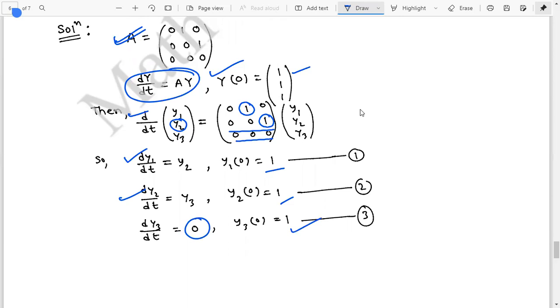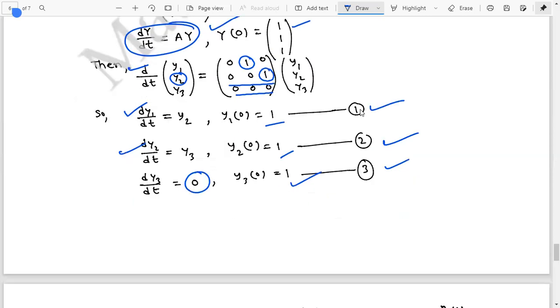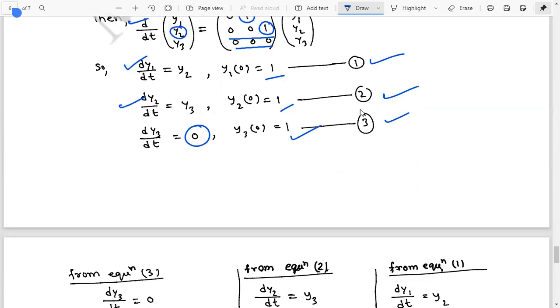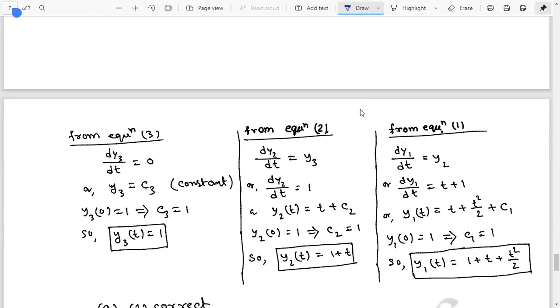And these three are equation number 1, equation number 2, and equation number 3. Now we have to solve these three equations. So first we will solve the last equation, equation number 3. So dy3/dt equals 0. From here we get y3 equals c3, an arbitrary constant c3, and y3(0) equals 1, so c3 equals 1. So we get y3(t) equals 1.